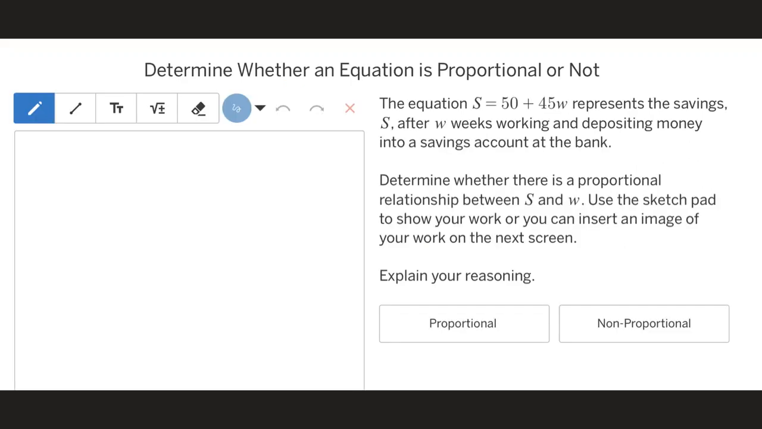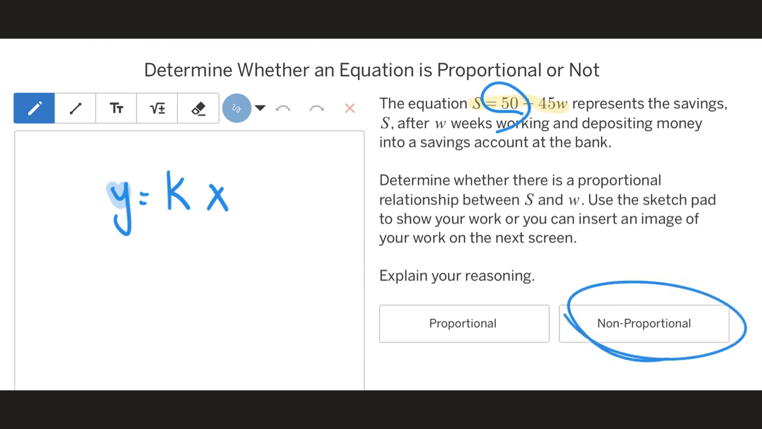All right, this next slide is a quick little problem. The equation S equals 50 plus 45W represents the savings S after W weeks. So we just want to find if it's proportional or not. And in order to find out if an equation is proportional, very simple, there can only be multiplication. It's always going to be like y equals your constant times x. So because we have adding, this is not proportional. And that's all you need to say. It's not proportional because we are adding in the equation.